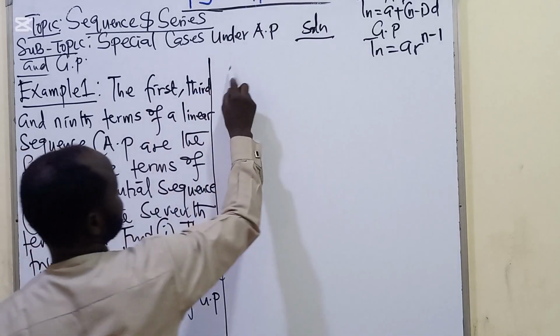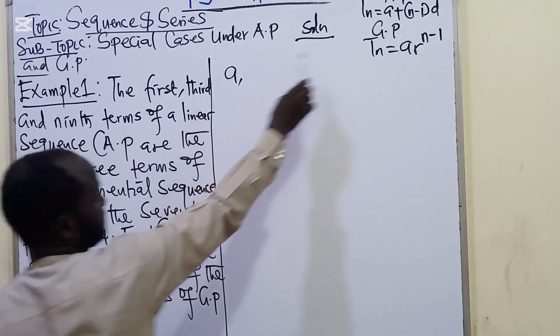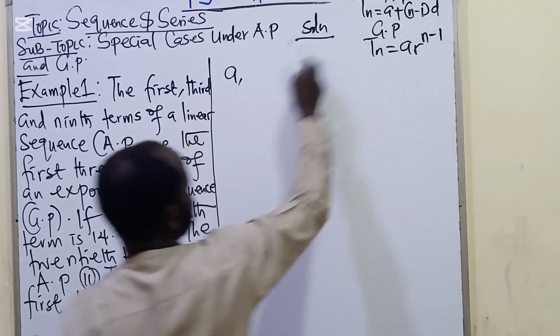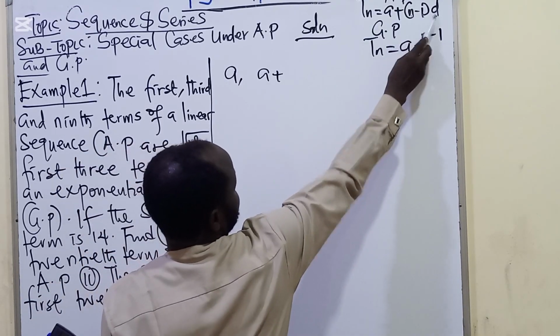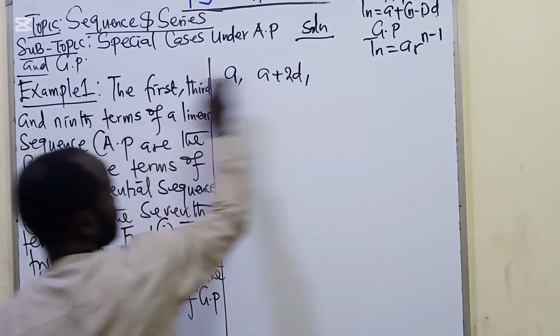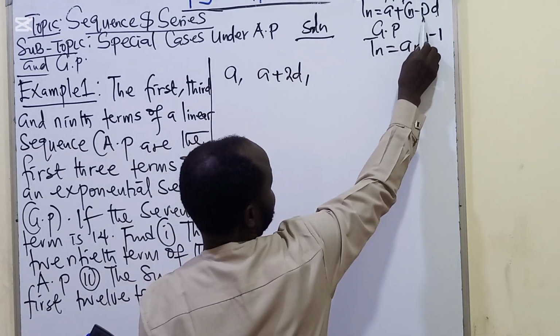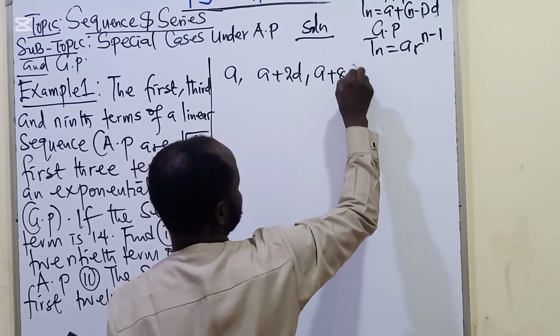First term of AP is A. Third term, substitute n equals 3: that will be A plus 3 minus 1 is 2, times D, that's A plus 2D. This is now the third term. Ninth term, n equals 9, 9 minus 1 is 8, that will be A plus 8D.